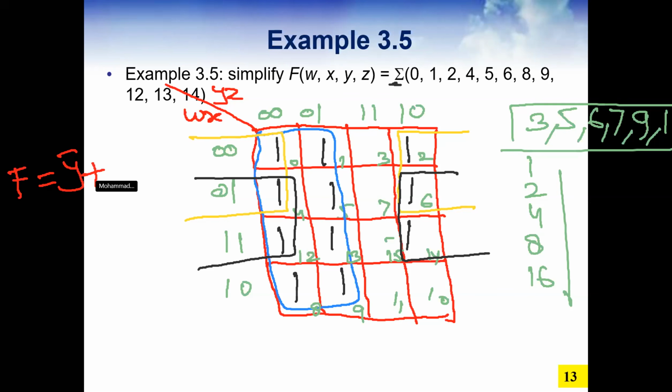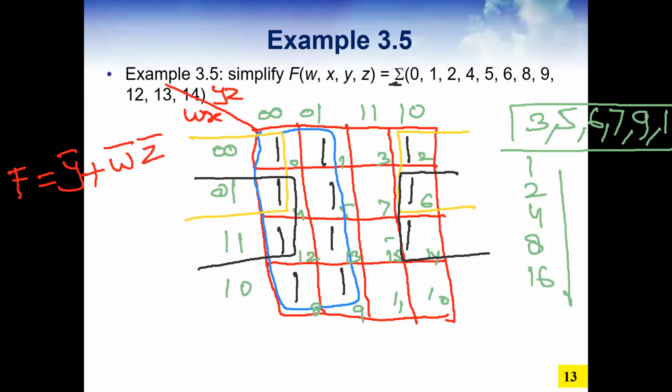First check what is common row-wise. Nothing common. Oh, yes, W complement. First check row-wise, then check column-wise. And then from here Z complement. So W complement and Z complement are related to the yellow color.